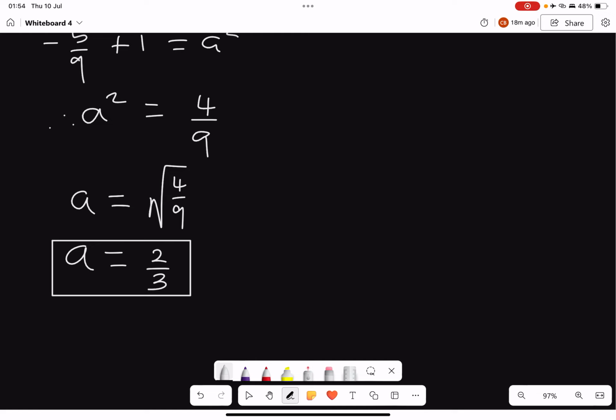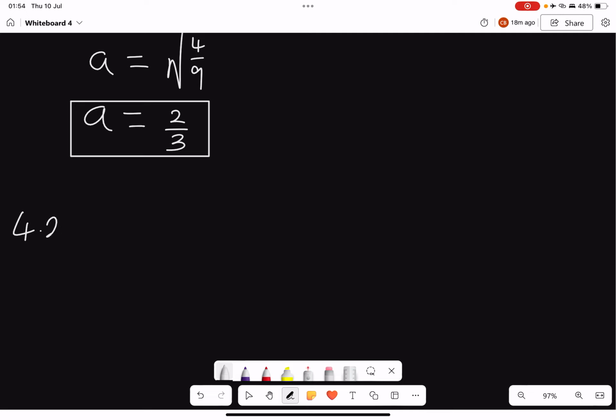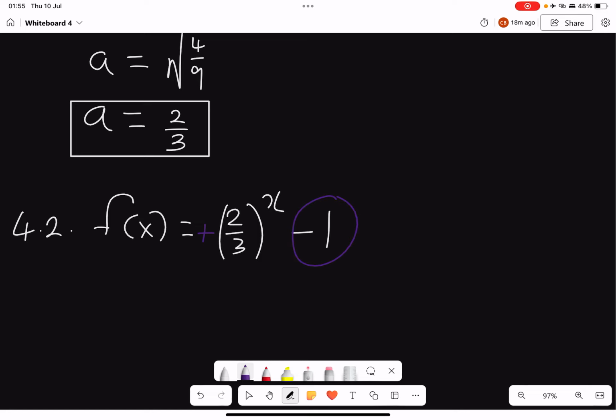Right. Now let's go to 4.2. On 4.2, they want us to determine the range of f. So f of x, so far, is basically (2/3) to the power x minus 1. The question we need to ask ourselves is about this sign here. In this case, it's positive. If the exponential term is positive, it tells you that the graph is above the asymptote. In this case, the asymptote is y equals -1. And the graph is above the asymptote because of the positive. If that sign was negative, it would mean that the graph is below the asymptote.